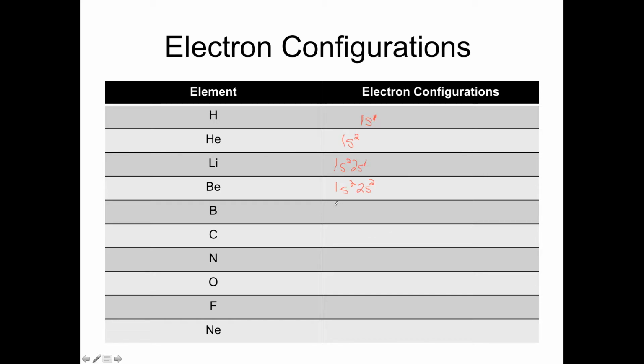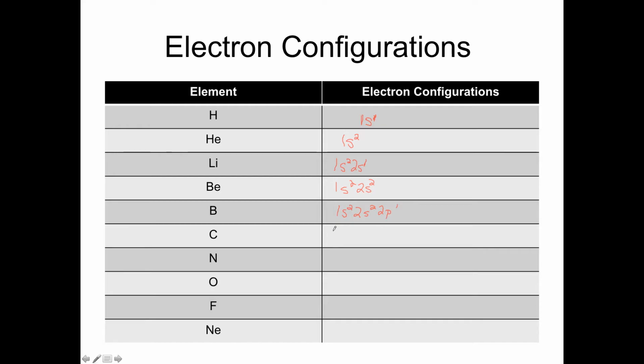All right, let's try boron. Boron starts the same as everyone else did. 1s2. Then we'll go 2s2. Now we move to the p section with boron. So I'm going to go 2p1. 2 plus 2 plus 1 equals 5, and that is what boron is on the periodic table.